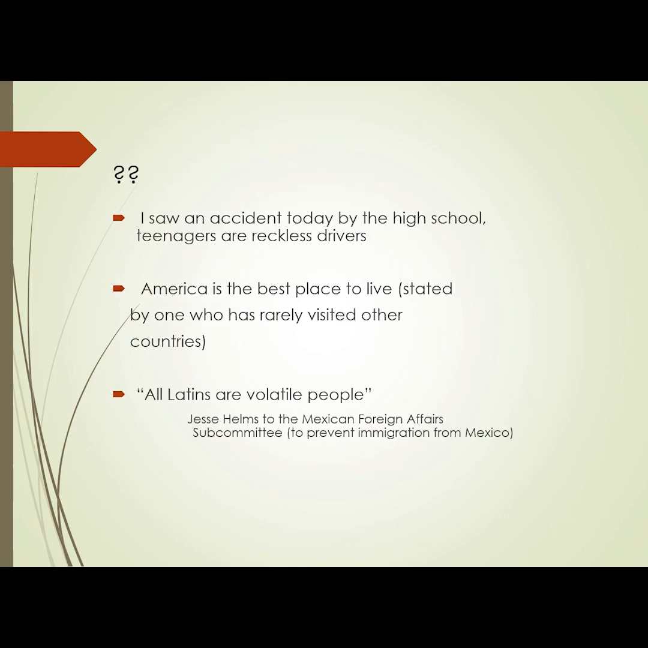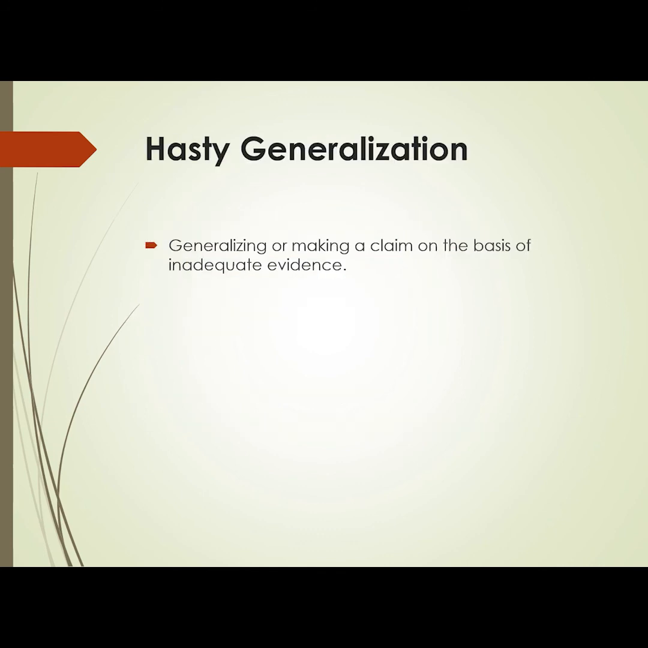I saw an accident today by the high school. Teenagers are reckless drivers. America is the best place to live, stated by someone who has rarely visited other countries. All Latins are volatile people. This was said by a man named Jesse Helms to the Mexican Foreign Affairs Subcommittee. So, kind of person Jesse Helms is. But yeah, this is what we call a hasty generalization. You're not going to have a lot of evidence, so you're taking your small example and extrapolating it out to something larger.